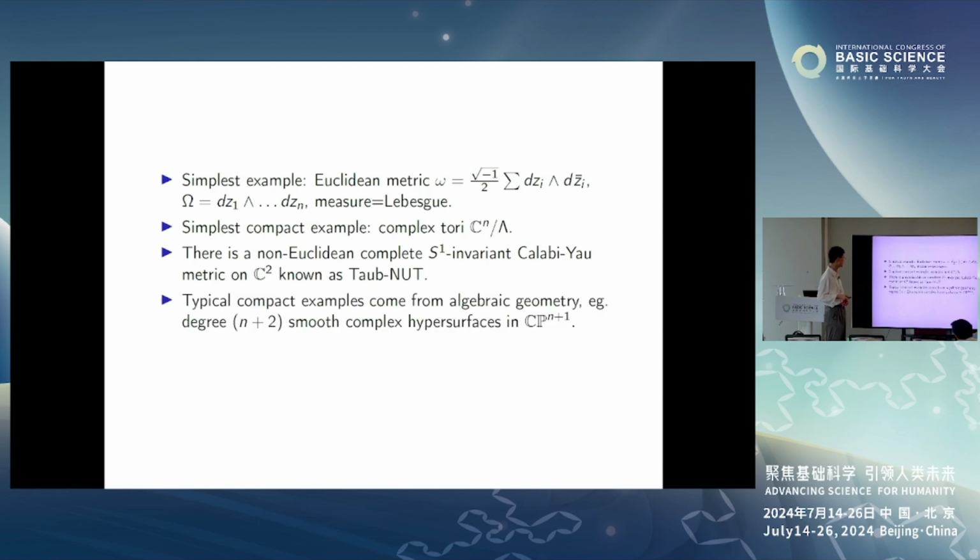And the typical compact examples come from algebraic geometry. So for instance, you can have a degree n+2 smooth complex hypersurface in CP^(n+1), and the zero locus would give you an example of a Calabi-Yau. Maybe the easiest one that everybody learns in the first class on Riemann surfaces is inside CP^2: if you give me a degree 3 polynomial and take its zero locus, that would be a cubic curve, which is an elliptic curve. Now, the big theorem of the subject is, of course, Yau's famous theorem, which tells you that if you have a given Kähler class on a complex manifold with this nowhere vanishing holomorphic volume form, then there's a unique Calabi-Yau metric within that Kähler class.